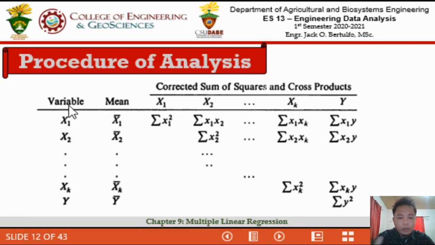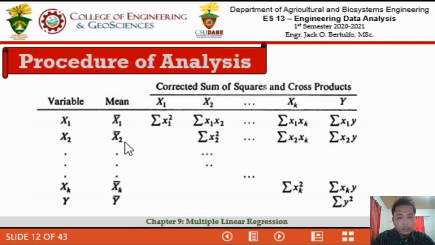So, how many variables do we have? Two variables, so x1 and x2. So, what data do we need to calculate? We need to calculate the mean. We need to calculate the mean for x1. Then, we need to calculate the mean for x2.